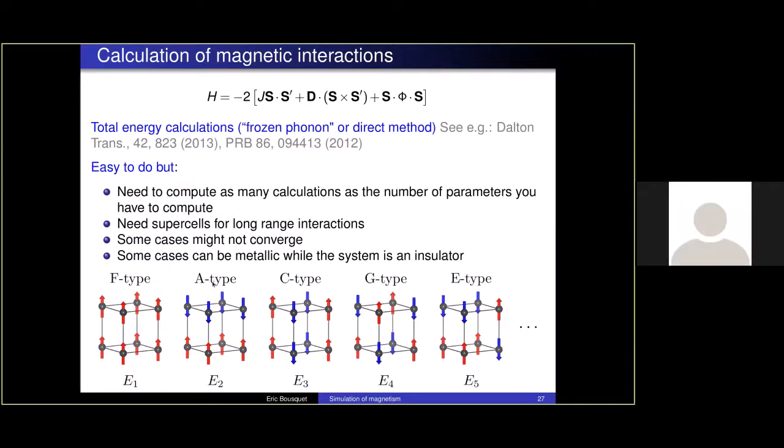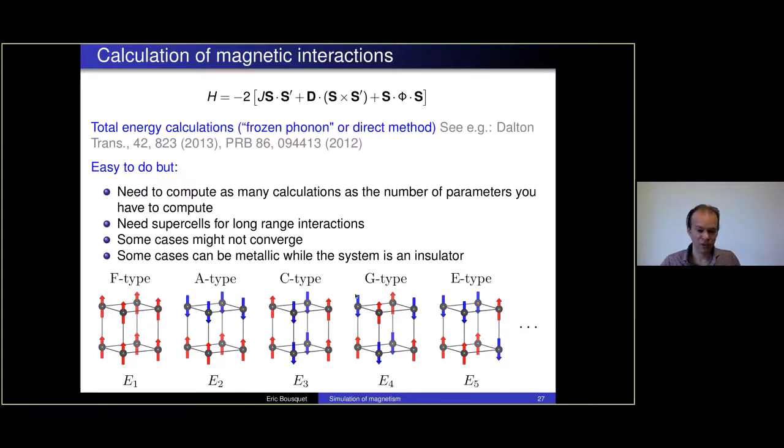Some DFT calculations are easy to do, but in some cases, some magnetic orderings can be very cumbersome to converge. So you don't reach convergence, and then you are in trouble, because if you need 10 J's and only 9 configurations are working, you are stuck. Another problem is that often, as is the case for the ferromagnetic solution, the ferromagnetic solution can be metallic, while some of the other antiferromagnetic solutions will be insulators.